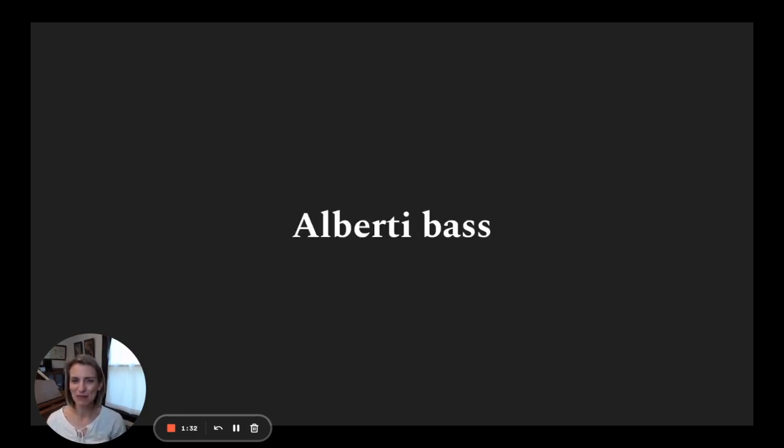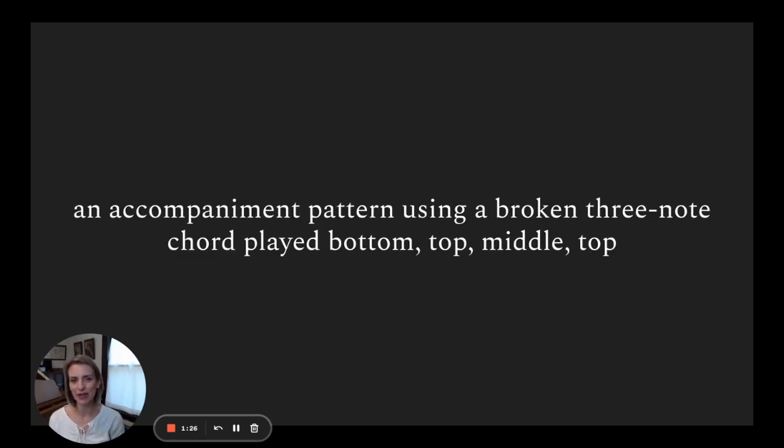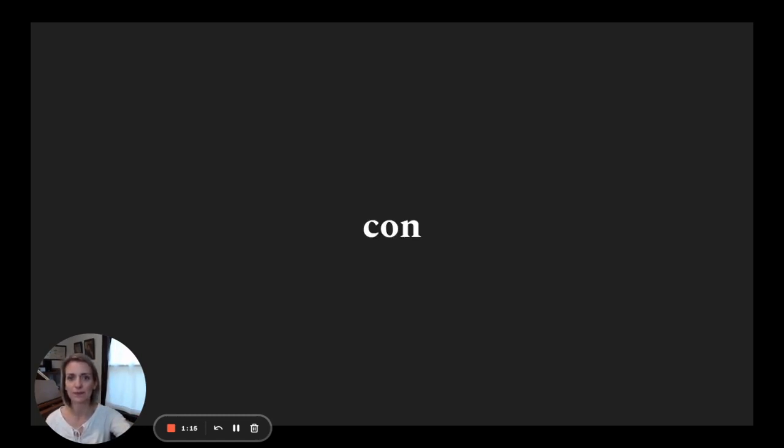I'm guessing most of you have played a sonatina before, so you probably know what Alberti bass is, but our official definition is it's the accompaniment pattern using a broken 3-note chord played bottom, top, middle, top, bottom, top, middle, top. You can do this with any 3-note chord. Con simply means with, so we have other terms that you already know like con spirito, that just means with spirit. Dolce means sweet or gentle.